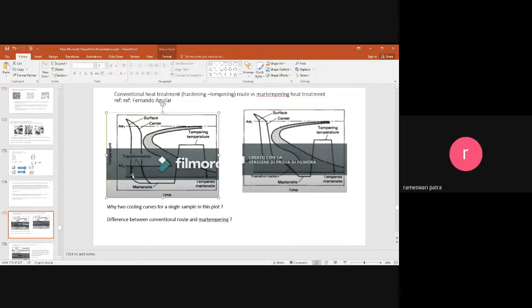Why is there a temperature gradient? Because these are two cooling curves. One cooling curve is for the steel surface, and another cooling curve is for the steel center. The same piece of steel, but there is a difference in temperature from one point to another, right? So obviously there will be some thermal stresses. So some residual stresses will be there in the steels, right? Okay, very good.